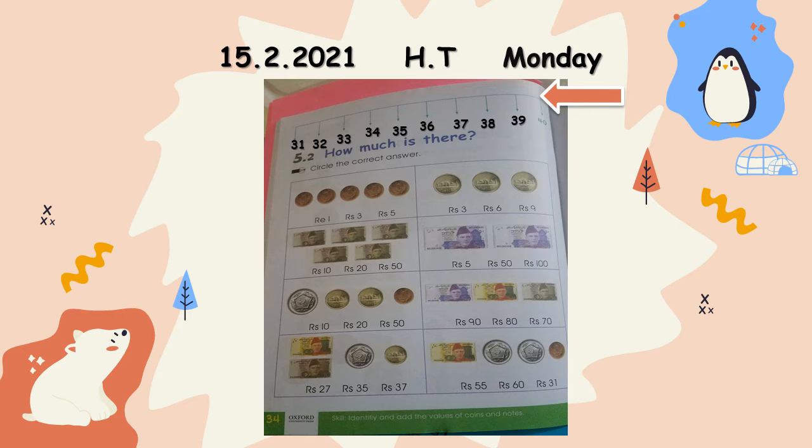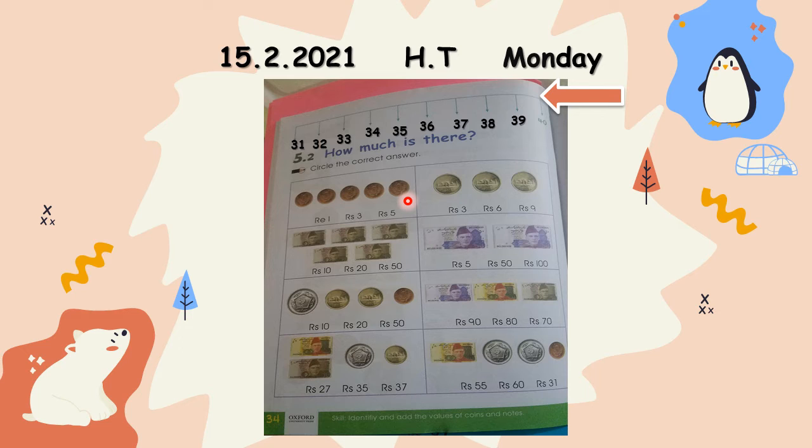What we have to do: circle the correct answer. Here are given some money, some notes, some coins. We have to add them, and we have to find the correct answer and circle it. In the first box, you can see there are 8 boxes. I'm starting from here. There are 1, 2, 3, 4, 5 coins of 1 rupee.